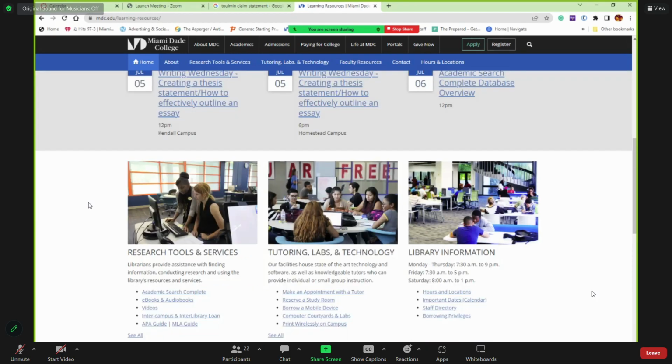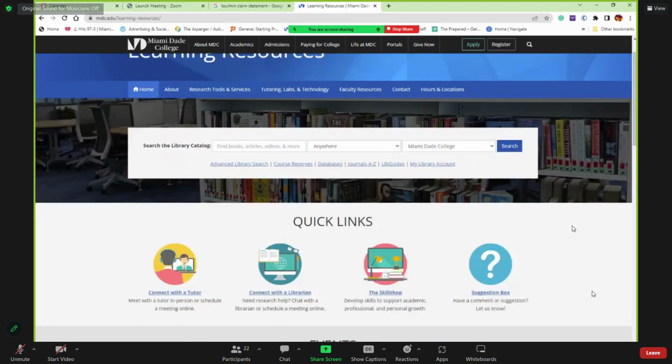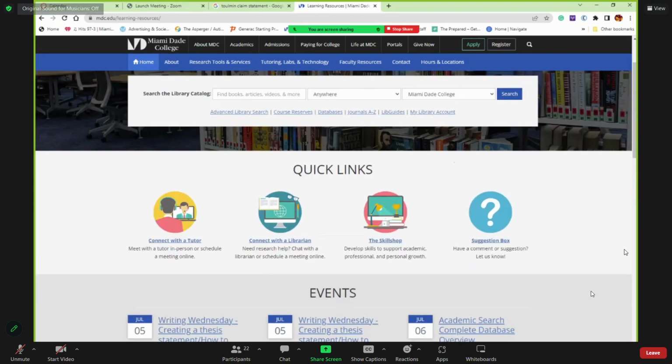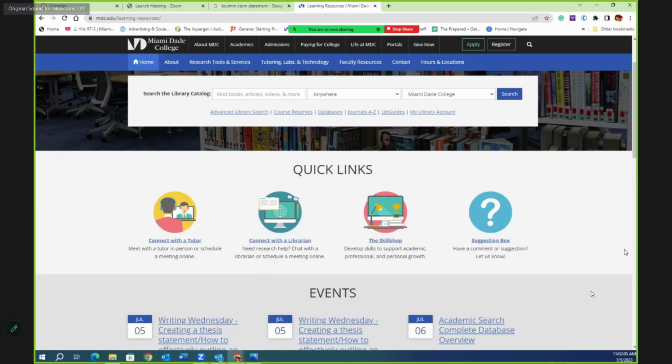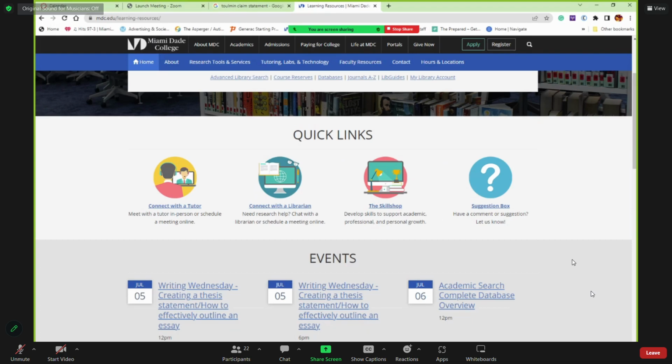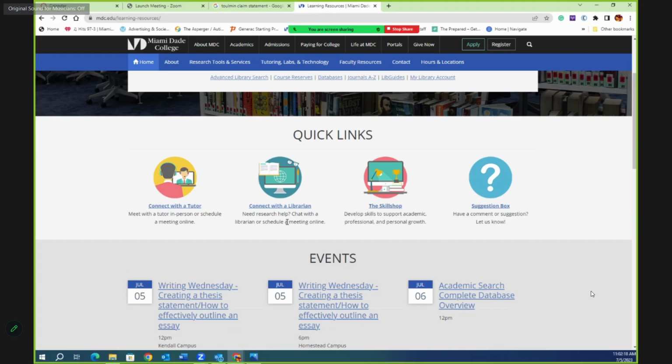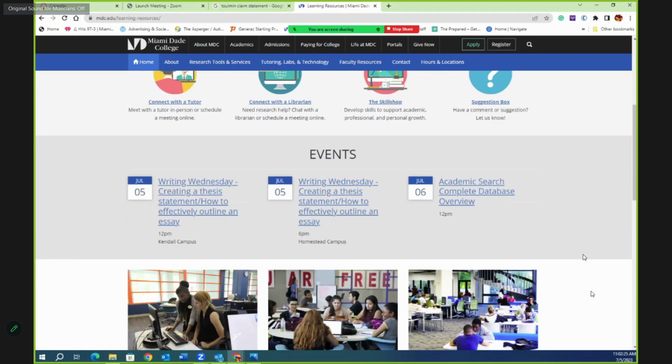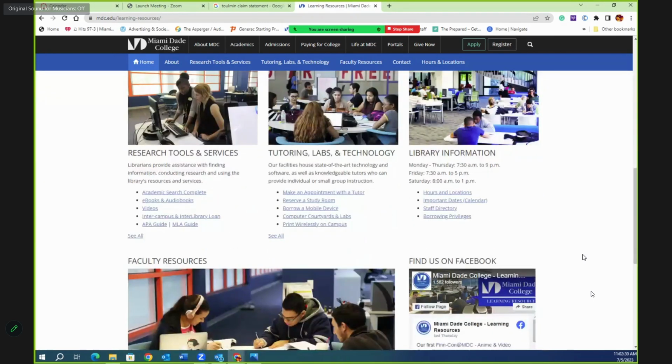Okay, so the best way, I think, I just want to scroll through this page really quickly to show you that if you have not been to the library website, they have a lot here to help you. They can connect you with a tutor. They have workshops that they have pre-recorded to help you with things. They can even connect you with the library, chat with a librarian, or schedule a meeting with them if you have questions. They tell you the events at each of the libraries, at each campus here under events. And then they have research tools, tutoring labs, and library information, more of it, like duplicated.